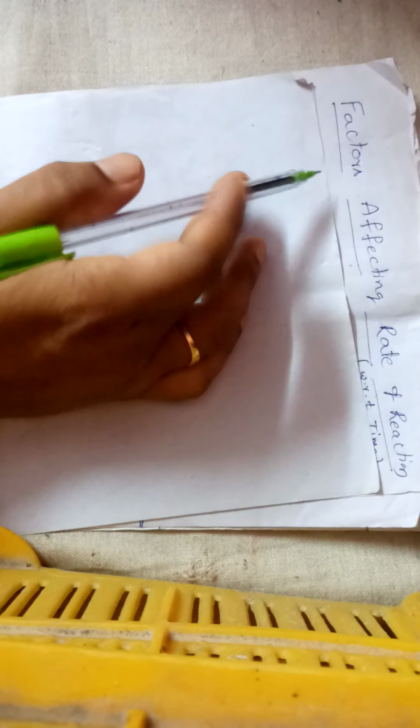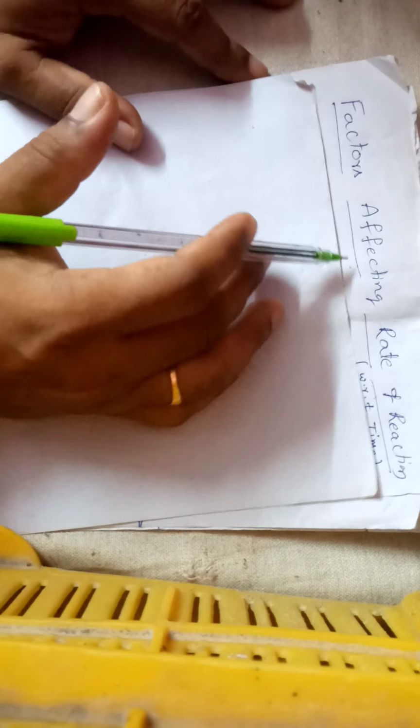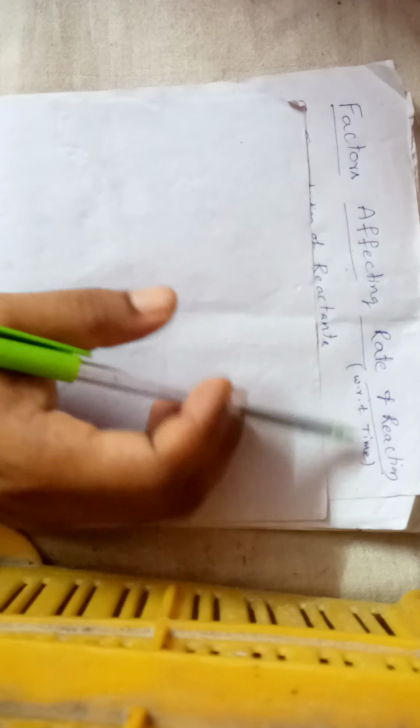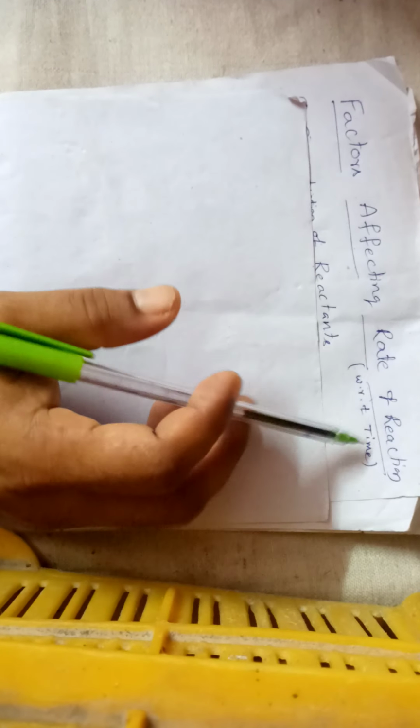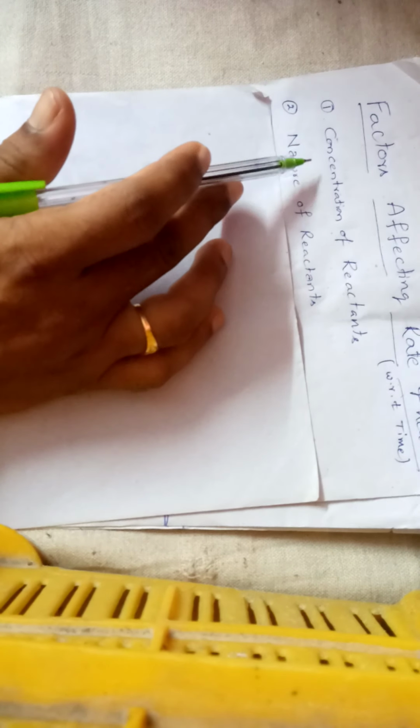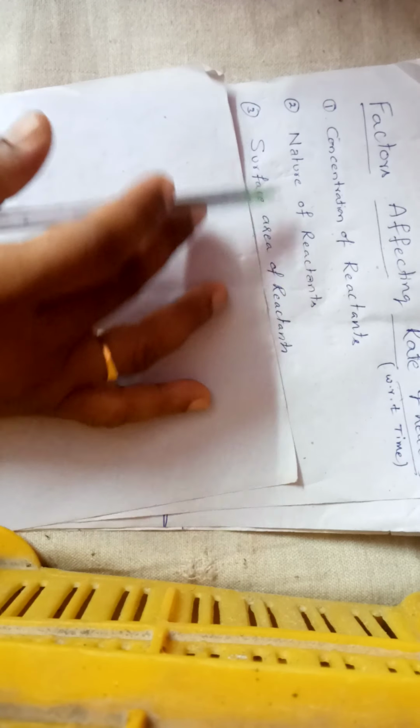Good morning, students. Now I'm talking about the factors affecting rate of reaction. The rate of reaction means the velocity of the reaction with respect to time. Some of the factors that influence the rate of reaction are: concentration of the reactant, nature of reactant, surface area of reactant, temperature, and catalyst. So now let's discuss one by one.